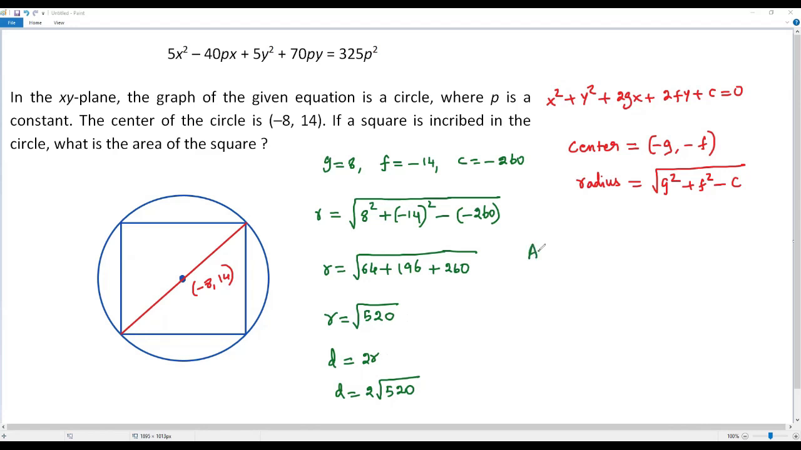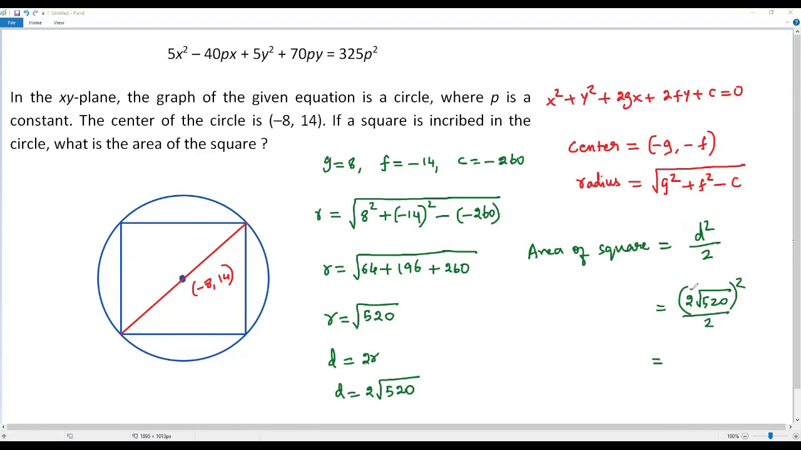Now let's get the area of the square. Let me write the stuff over here. Area of square equals, the formula is d squared divided by 2. That is, the length of the diagonal has to be squared and divided by 2. Now we got the length of the diagonal of the square, that is 2 times the square root of 520. Let me plug in over here. 2 times the square root of 520, the whole square, divided by 2.